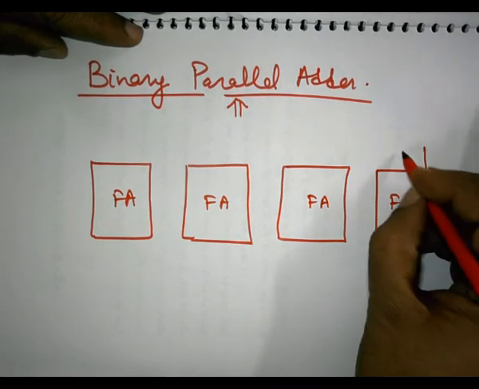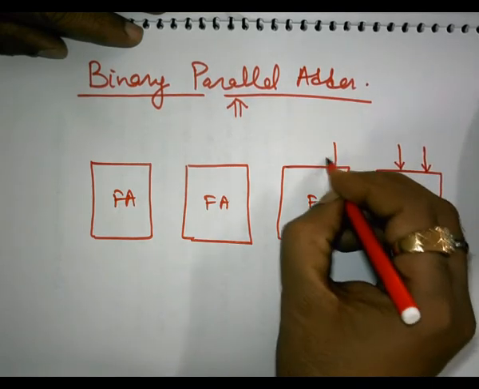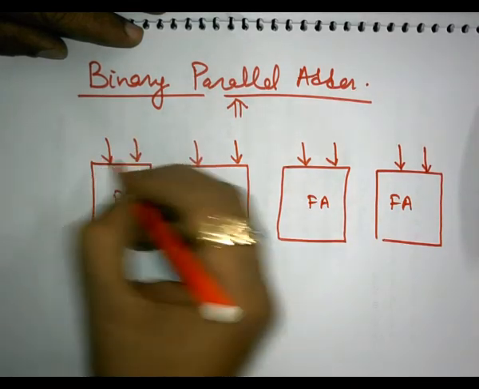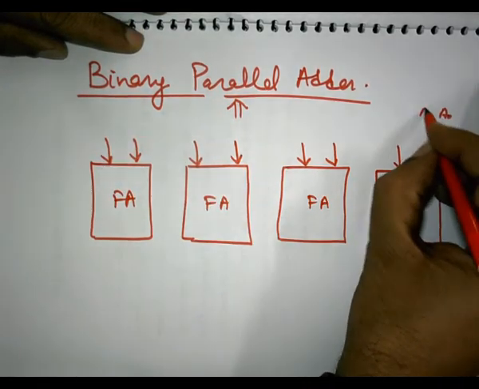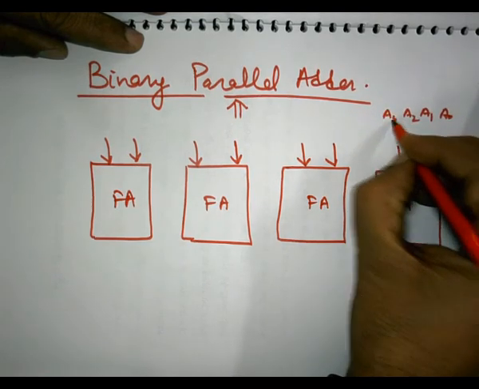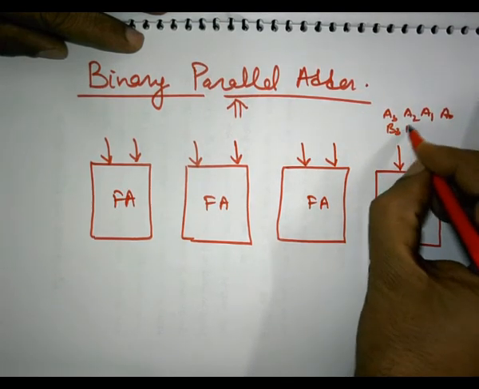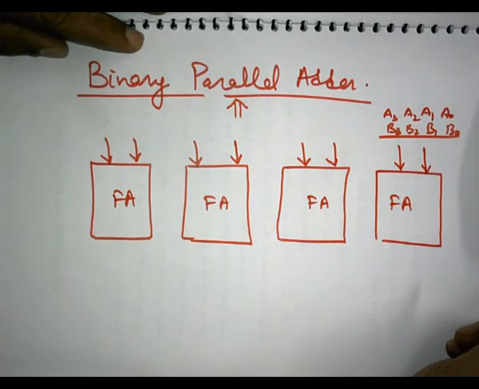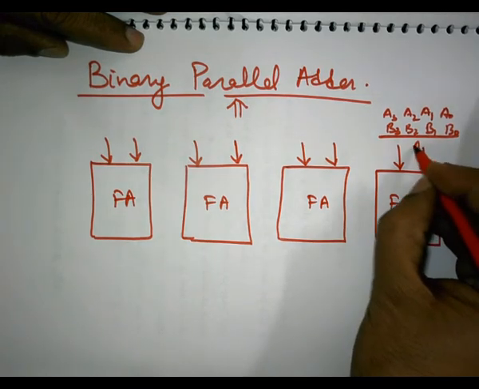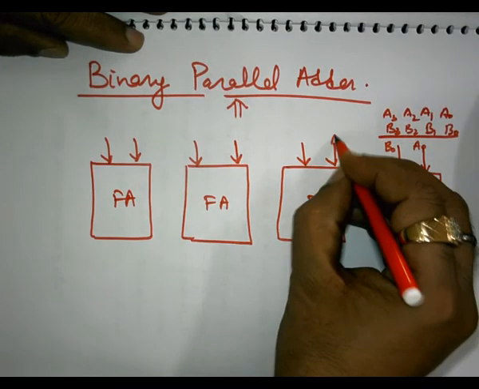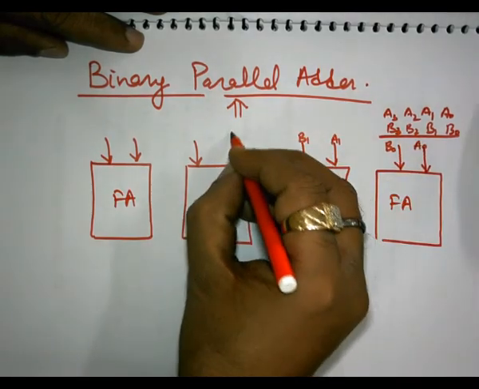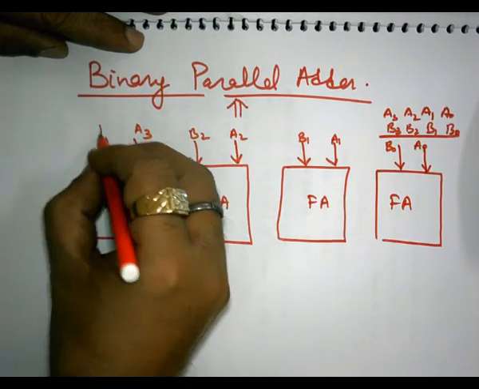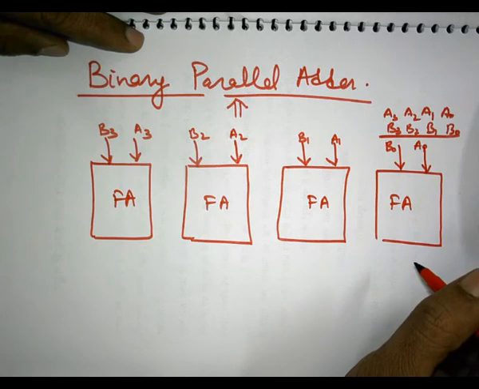Okay. At the input of these full adders, we will apply the augend and addend bits. And suppose if I say augend and addend bits like this, A0, A1, A2 and A3 are augend, and B3, B2, B1 and B0 are addend. These are the bits. Okay. So naturally A0, B0 will be applied over here. A1, B1 will be applied over here. A2, B2 will be applied over here. And A3, B3 will be applied over here.